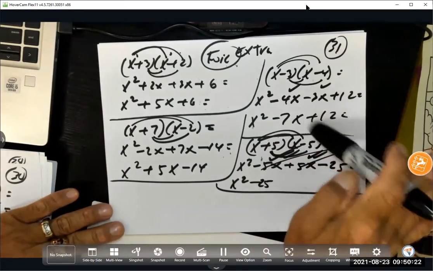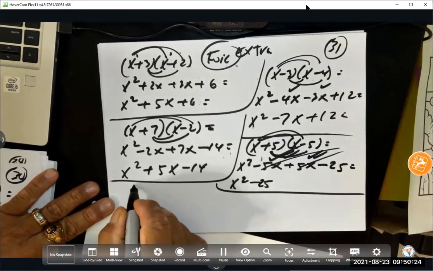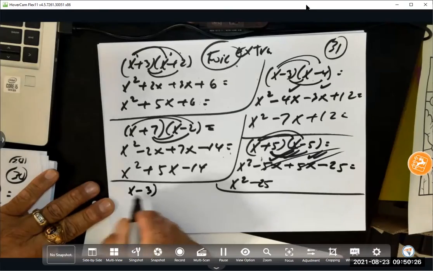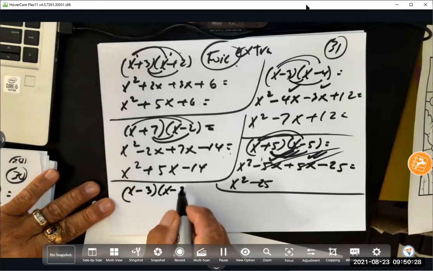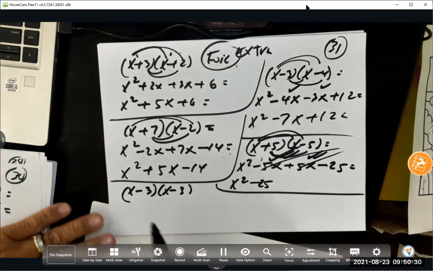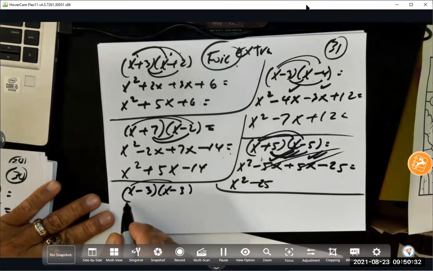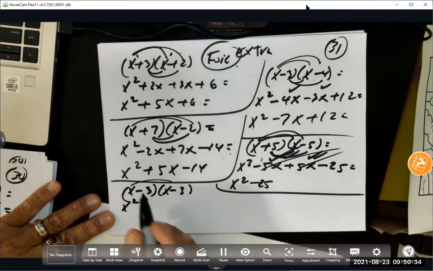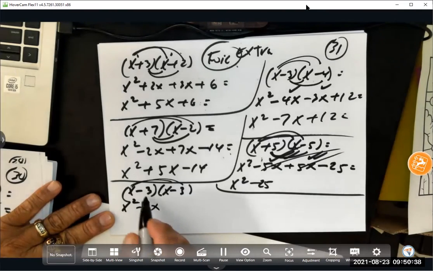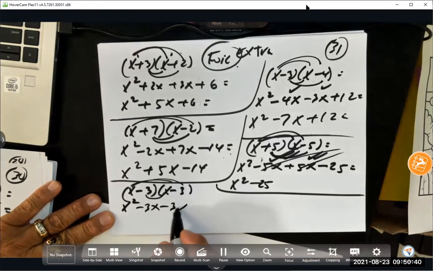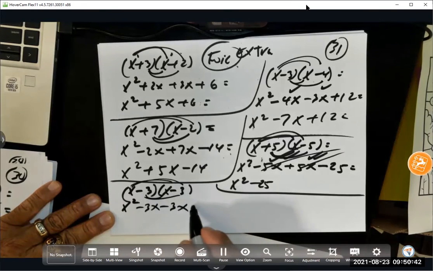You know what? Let me do one more like this one. How about this one? x minus 3, x minus 3. Ready? x times x is x squared. x times minus 3 is minus 3x. Minus 3 times x is minus 3x. And negative times negative is a positive 9.